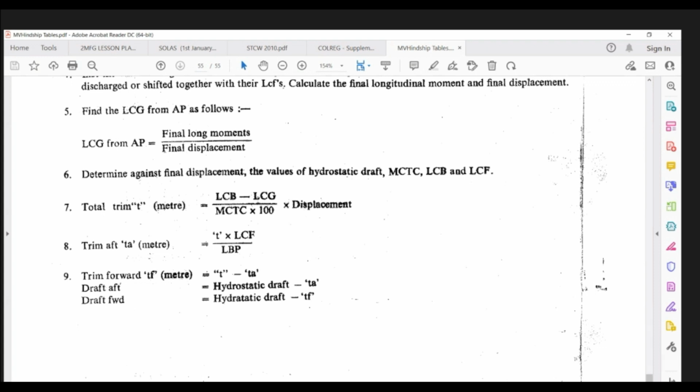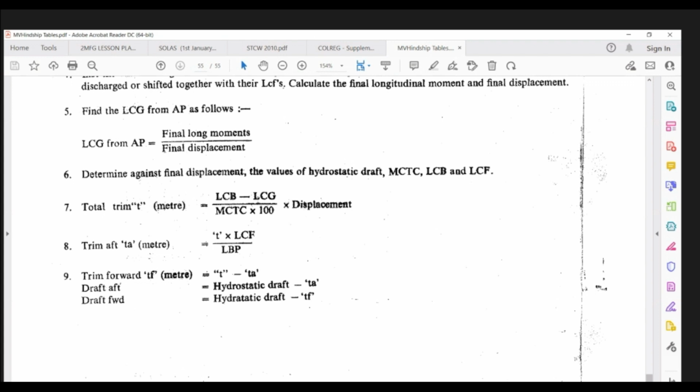Sir, the LCG here, do we have to write it from the aft perpendicular? LCG by definition, some of the books are using it also from midship. Okay sir. So because of this, they are writing down here LCG from aft perpendicular. In fact, in the olden days, a lot of hydrostatic tables used to be made with the distances given from there. This is much more easier because all of them are in the same direction, so calculation also becomes easier.